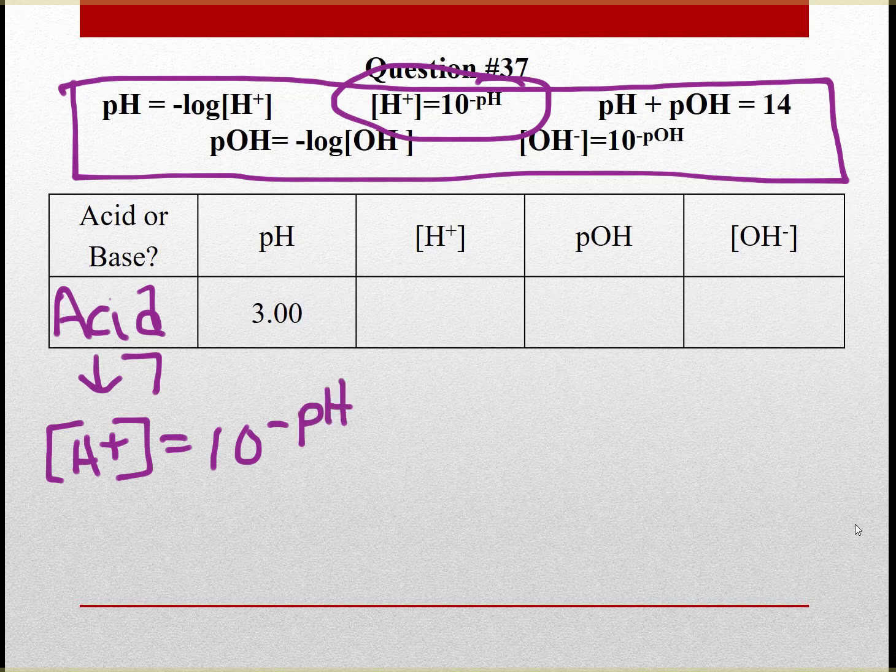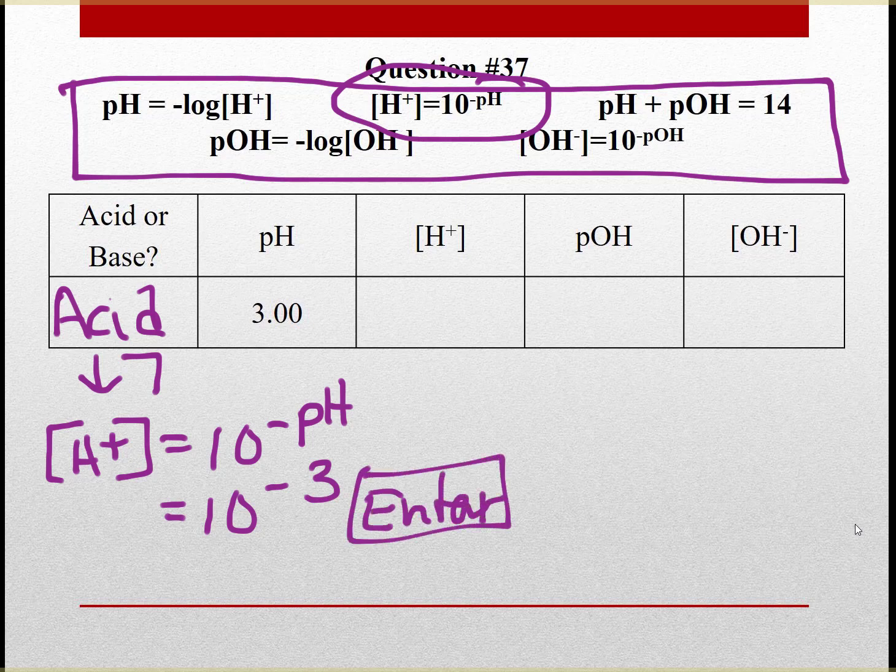So let's plug in what we know. I know that the pH is 3, so I'm going to plug it in. Now if you were to press enter on your calculator, you would get this number, 0.001. So that is perfectly correct. You also could write it like this, 1 times 10 to the minus 3.